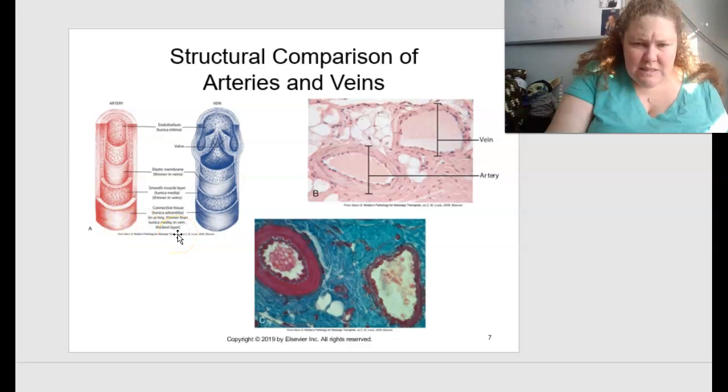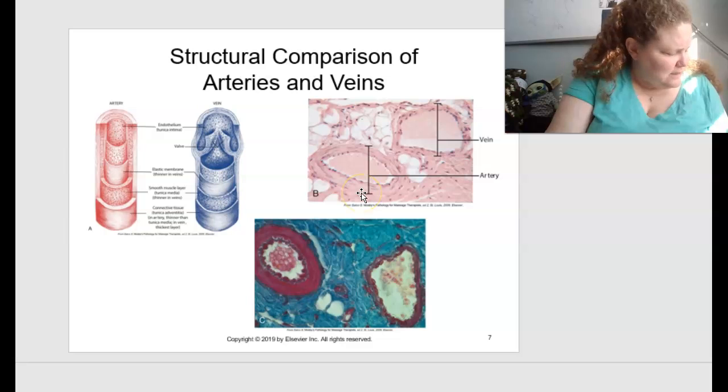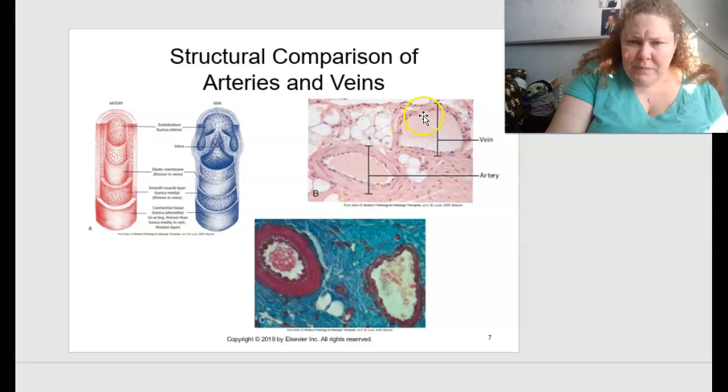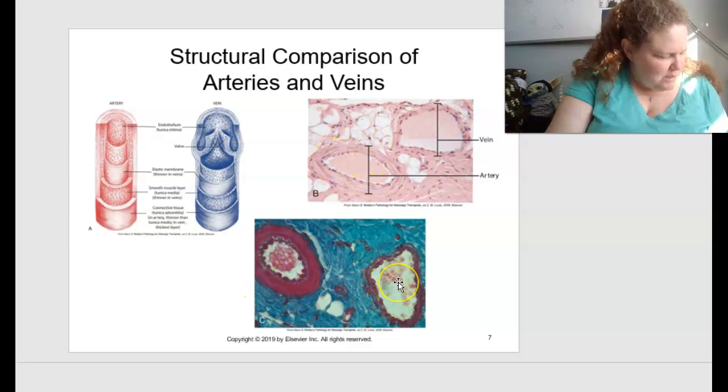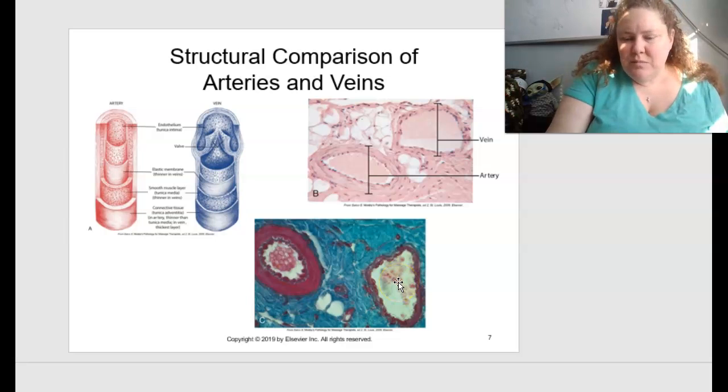You can see here it looks like an H&E stained tissue, where the vein has a larger diameter and a thinner wall, whereas the artery has a smaller diameter and a thicker wall, again due to pressure. And this is going to be another stain showing the same exact thing.